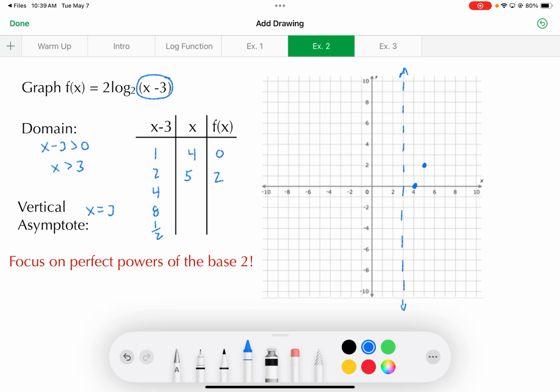What should x be so that x minus 3 results in a 4? 7. 7 minus 3 is 4. What's log base 2 of 4? 2. 2 squared gives me 4. So then 2 times that 2 is 4. The point is (7, 4).